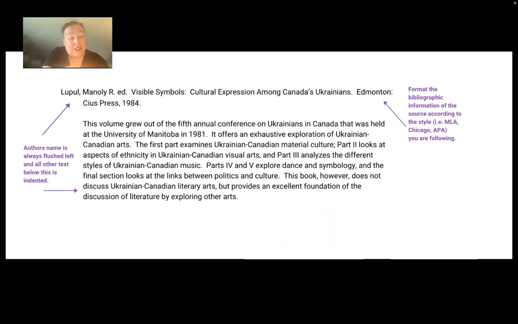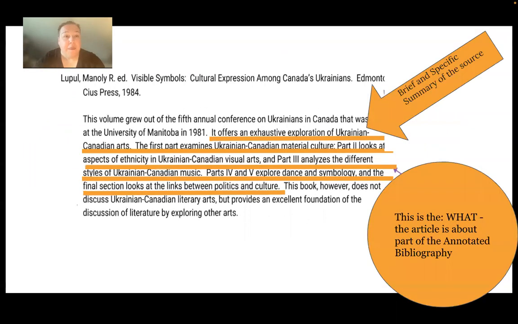But if you look, it's indented all the way along the side. You're going to have the bibliographical information in there in MLA format for the way that we're doing it. So the author's last name, the title of the text, where it's published, and the year it was published. But let's get into the actual annotated bibliography part.